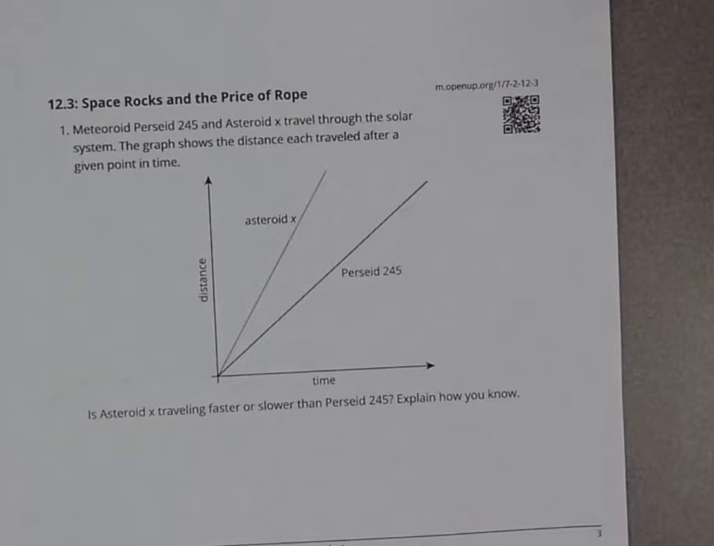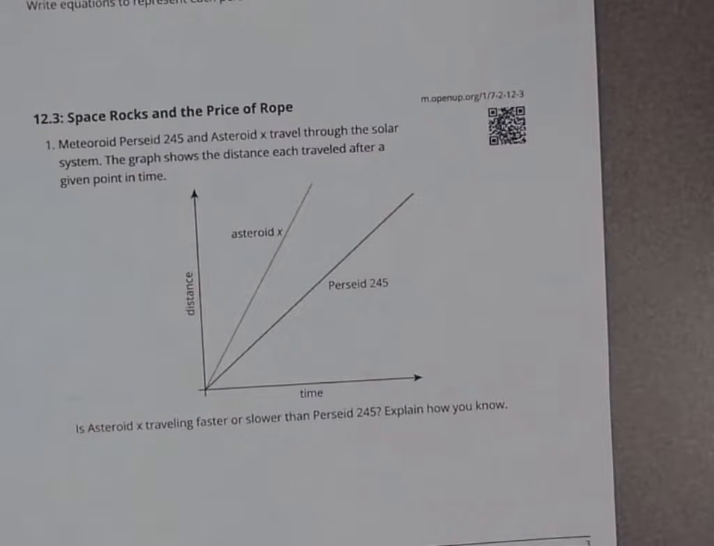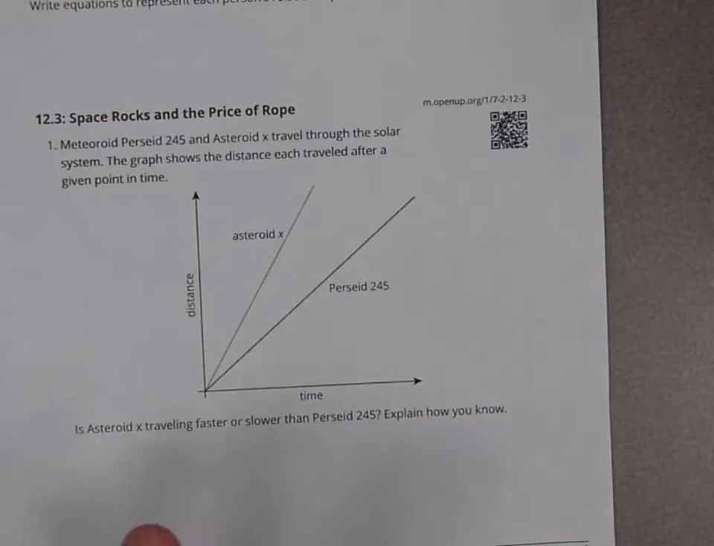So what I want you guys to do with your shoulder partners is to determine which is traveling faster, asteroid X or Perseid 245, and you need to explain how you know that. How do you know? Just like I explained to you on the last one how I knew that Lynn was traveling faster, how do you know that that particular space rock is traveling faster? Okay, ready, set, go.